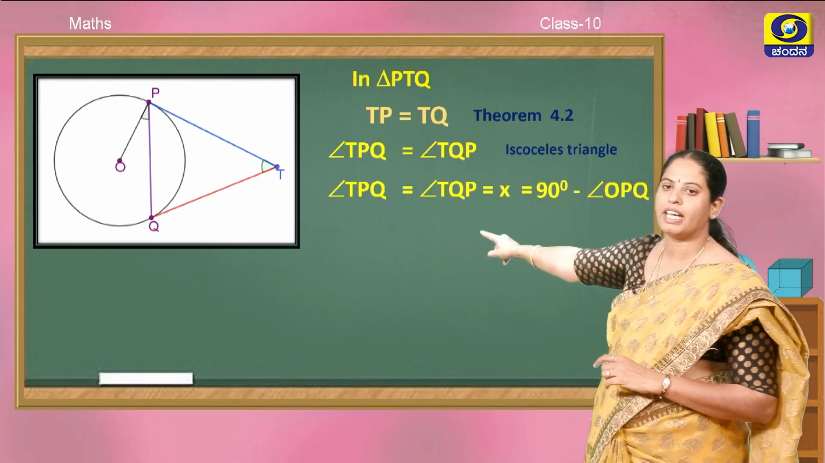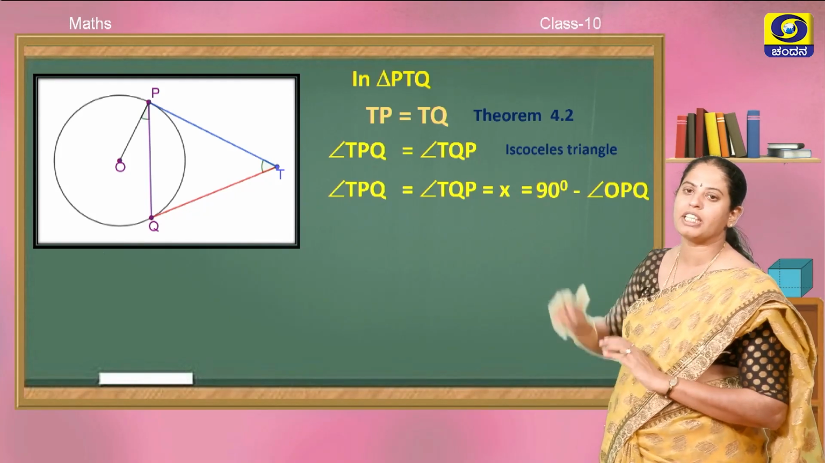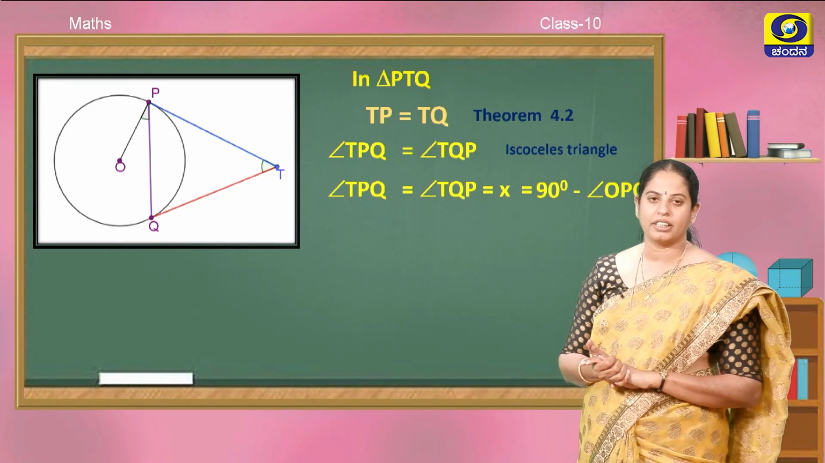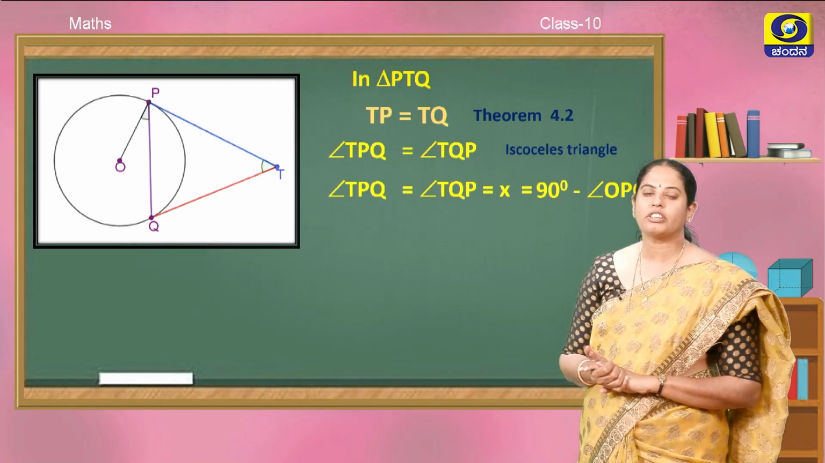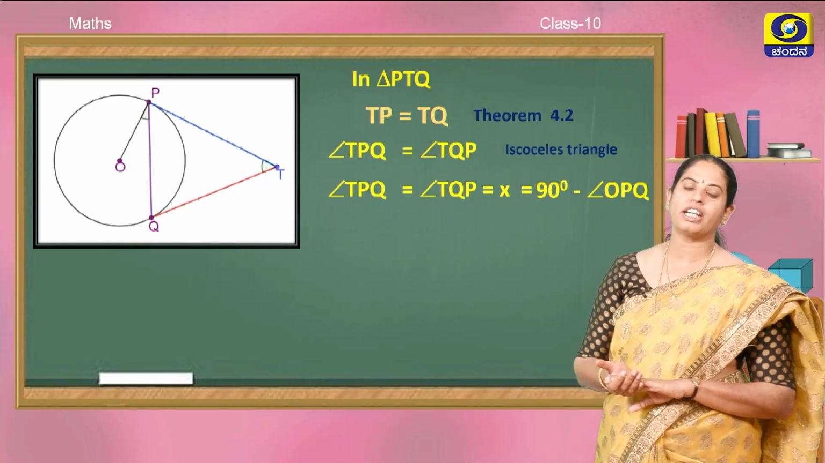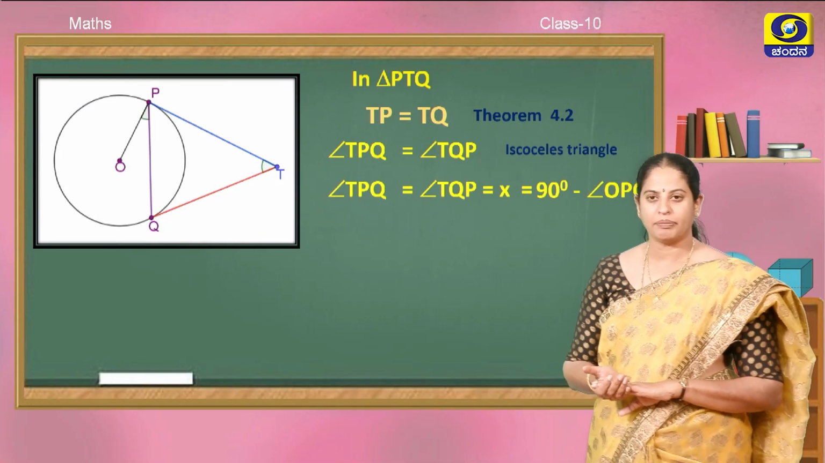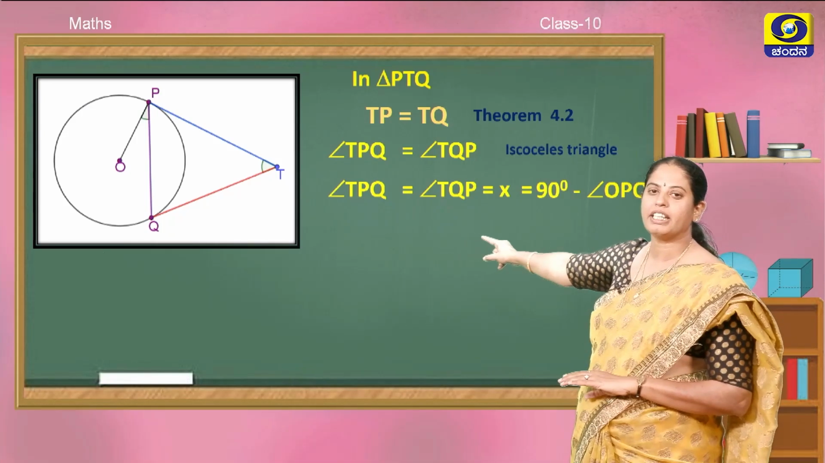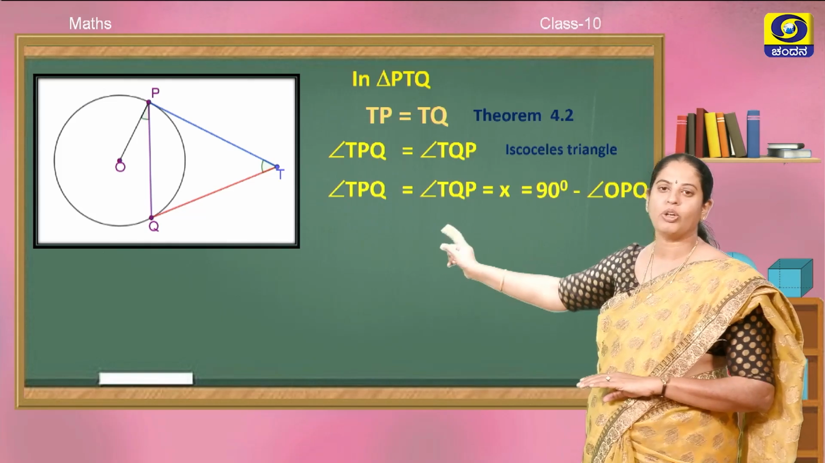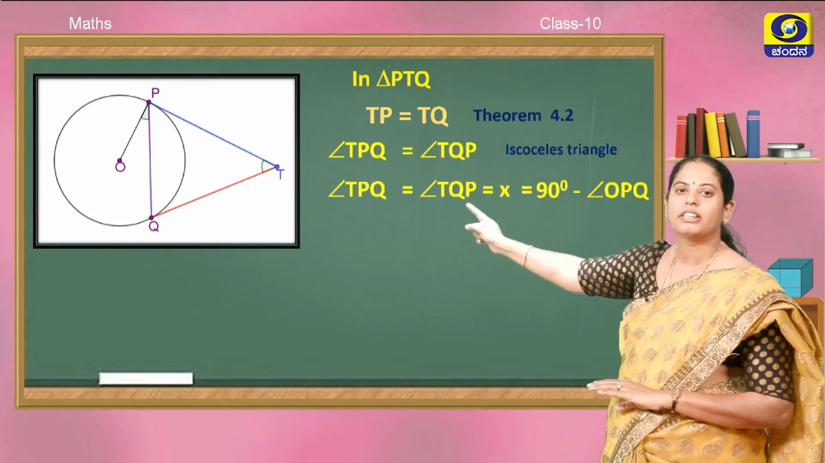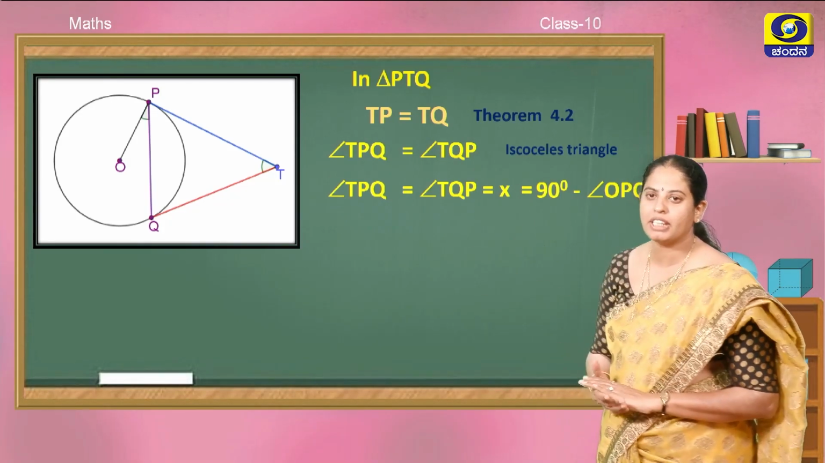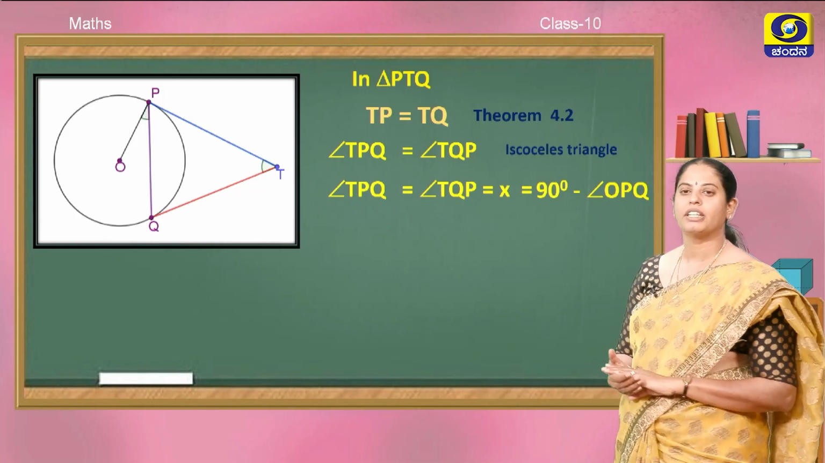We call this X, that is equal to 90 degrees minus OPQ, because angle OPT is 90 degrees. We know that according to theorem 4.1, OP is the radius drawn at the point of contact, it is perpendicular to the tangent TP. So, with that knowledge, we are writing angle TPQ is equal to angle TQP, both are equal because the triangle is isosceles. We call that X, that is equal to 90 degrees minus angle OPQ.